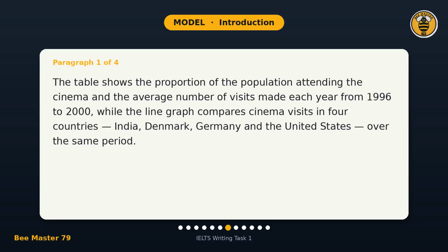Here is the introduction. The table shows the proportion of the population attending the cinema and the average number of visits made each year from 1996 to 2000, while the line graph compares cinema visits in 4 countries: India, Denmark, Germany, and the United States over the same period.